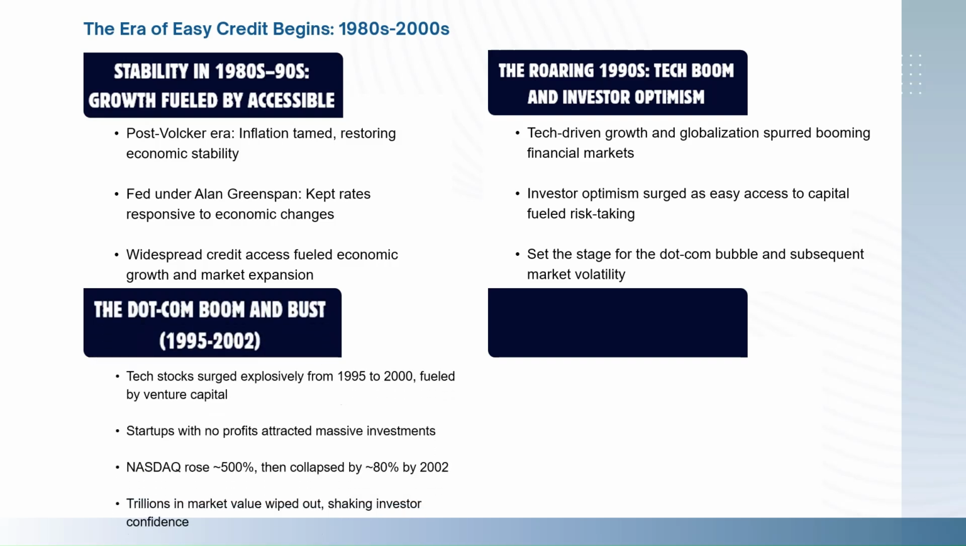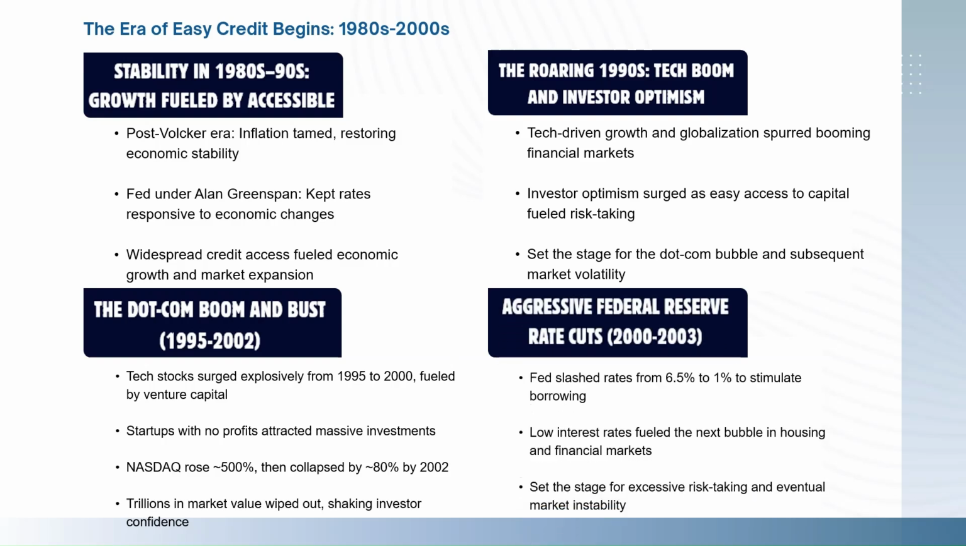From 1995 to 2000, tech stocks exploded. Even unprofitable startups attracted massive investment. By 2002, this became a massive bubble, and then the Nasdaq crashed nearly 80%, wiping out trillions in market value. In response, the Fed aggressively cut rates from 2000 to 2003, dropping rates from 6.5 down to 1%. And this encouraged more borrowing, but it also contributed to more risk-taking and more instability.